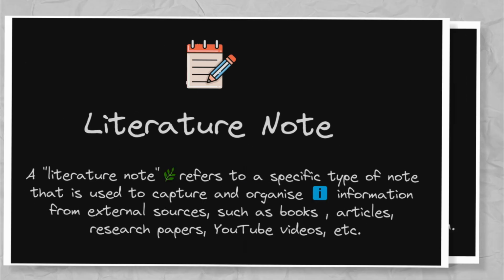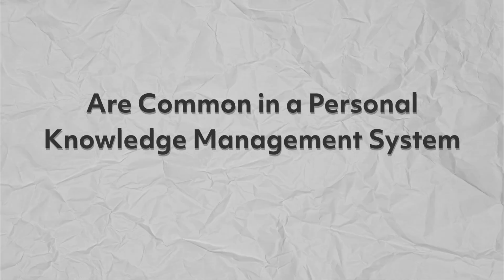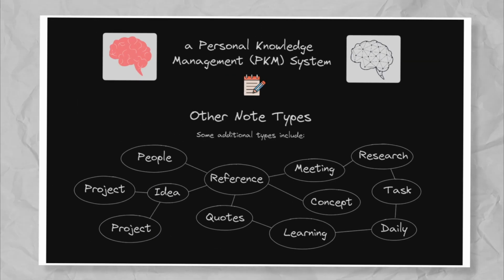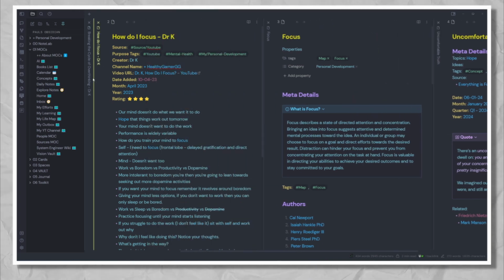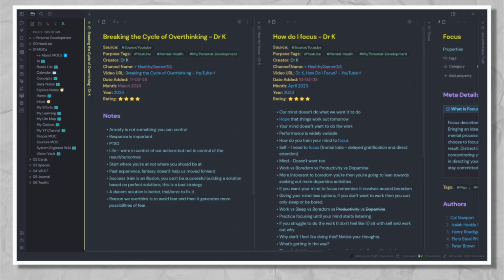While fleeting notes, literature notes, and distilled notes are common in a personal knowledge management system like Obsidian, there are other types of notes that can be utilized. Some additional types include project notes, meeting notes, reference notes, idea notes, concept notes, daily notes, task notes, research notes, quotes, learning notes. These various types of notes help create a comprehensive and organized knowledge management system catering to different aspects of personal and professional life.